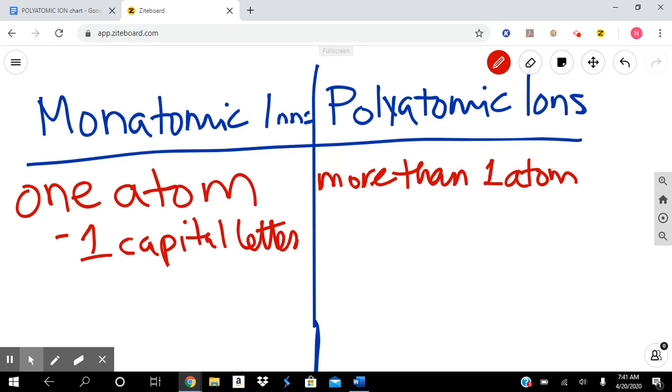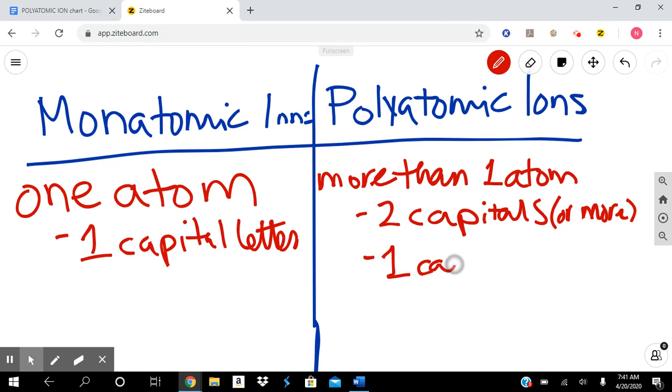So how do you know if it's more than one? Well, there'll be two capitals or more, or there'll be one capital and a number. So very similar to writing compounds. So what we've done is we've used monoatomic. So this is how polys are different, or how are they the same, how are they different?